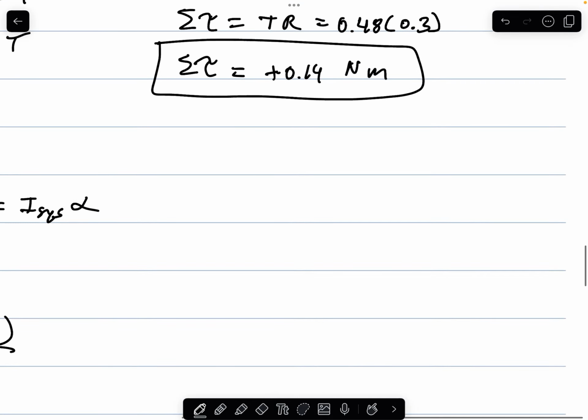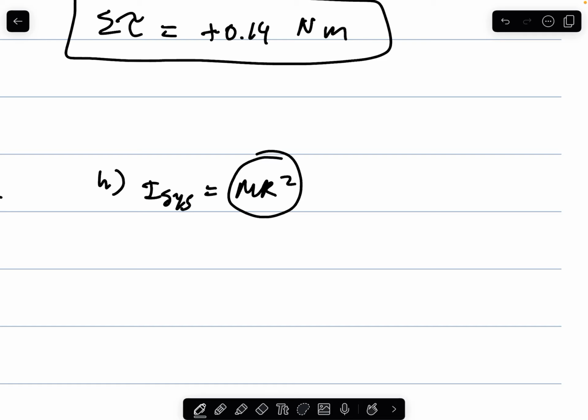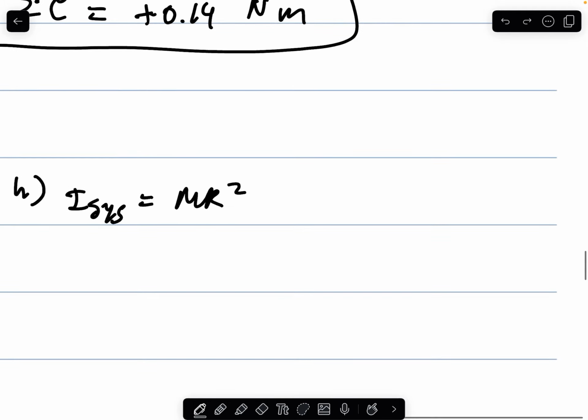For part H, I'm going to use the moment of inertia of the system I found before to get the mass of each spoke. So the moment of inertia of the system is going to be mr squared for the wheel, which is considered a hoop or a ring. And the moment of inertia for a hoop or a ring is mr squared. So that's why I did mr squared. And then for the 16 spokes, you're going to have to multiply 16 by the moment of inertia of each spoke, which is 1/3 ml squared. And the length is the radius.